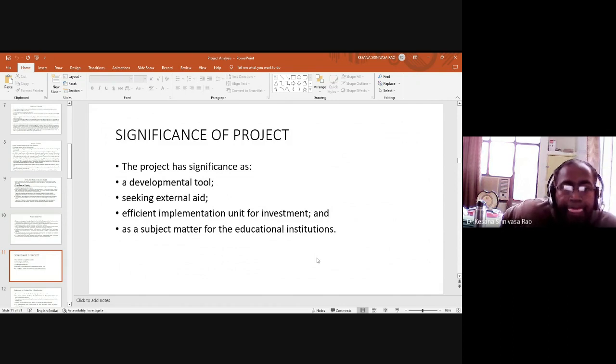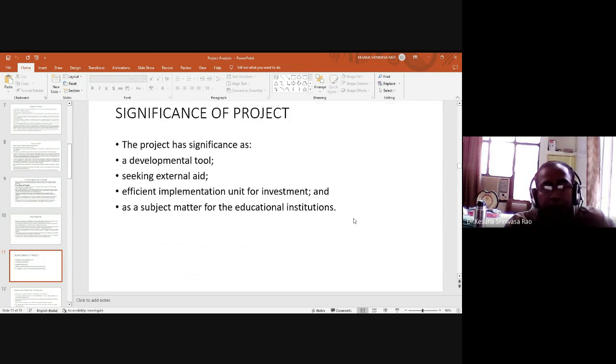Significance of a project. The project has a significance as a developmental tool. A project is, in a manner, a developmental tool, seeking external aid, an efficient implementation unit for investment, and a subject matter for the educational institutions. So there are different types of significance for each project. Project is a developmental tool. Project is an external aid tool. Project is an efficient implementation unit for investment. And project is a subject matter for the educational institutions. In whichever way you are going to see it, that will depend upon it.